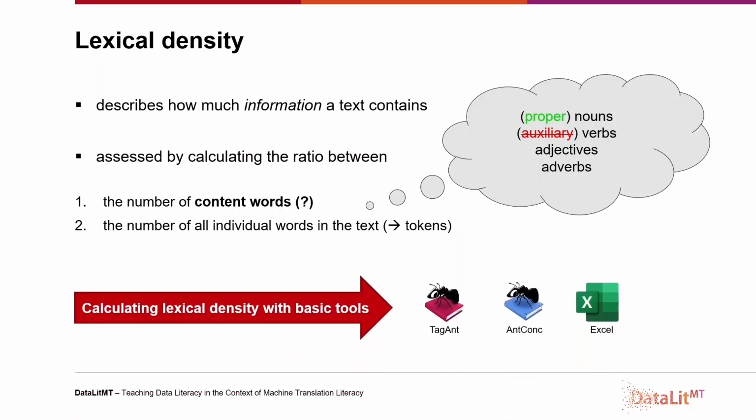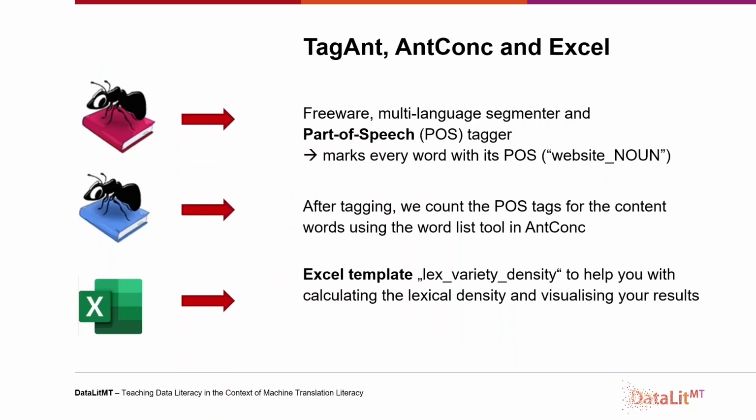We are calculating the lexical density with basic tools such as TagAnt, AntConc, and Excel. TagAnt is a freeware multi-language segmenter and part of speech tagger. It marks every word with its POS, for example, website: noun. Please note that automatic POS taggers sometimes assign incorrect POS tags. We are looking at a few examples in the tool part. Also, other POS taggers may produce slightly different results.